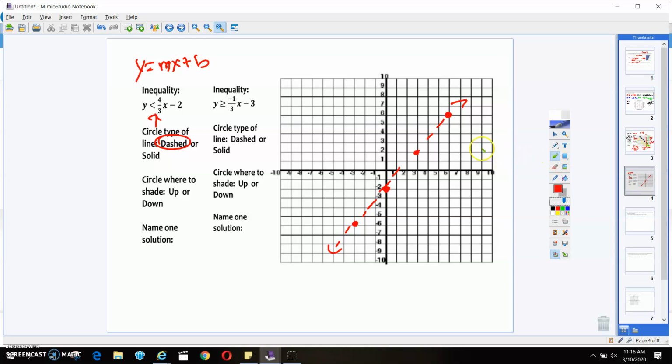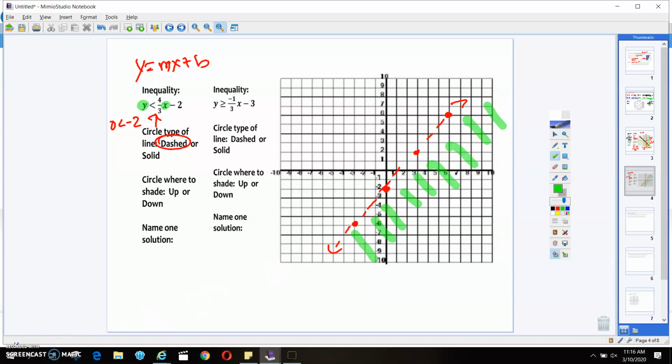So let's pick a point. I personally like 0, 0. Okay, so we're going to take 0, 0 and we're going to plug it in. If I plug 0 into y and I plug it in for x, okay, I'm going to get 0 is less than negative 2. Is that a true statement? Is 0 less than negative 2? No, it's not. So that means that we're going to shade away from 0, 0.